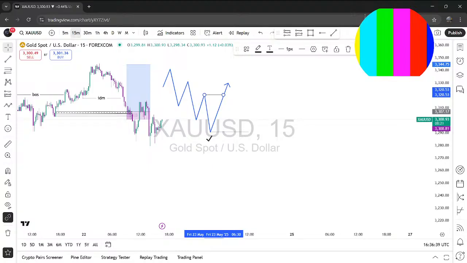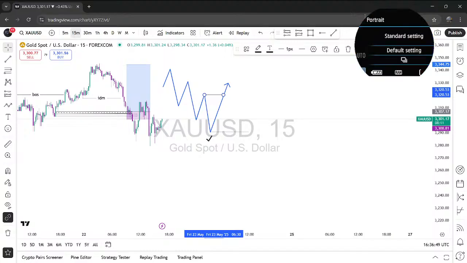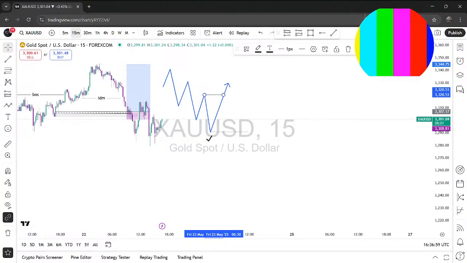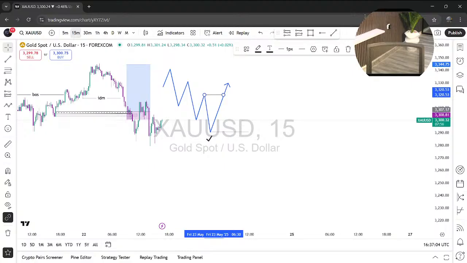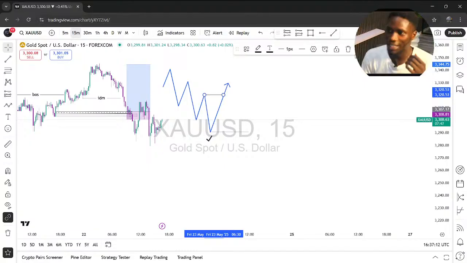Now we are going to say that we have an inducement if price comes and takes out the most recent high that it formed. So if price doesn't take out the most recent high that it has formed, we actually don't have any form of inducement. Okay, so this is a downtrend.